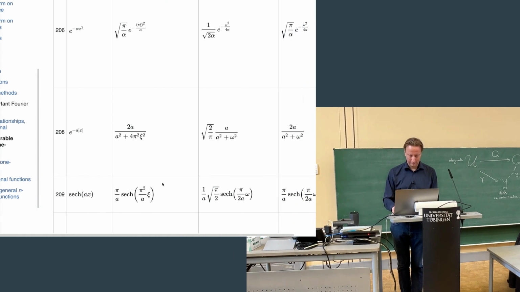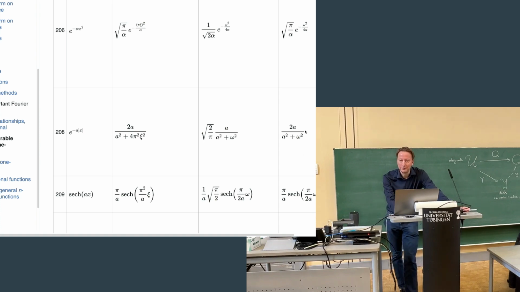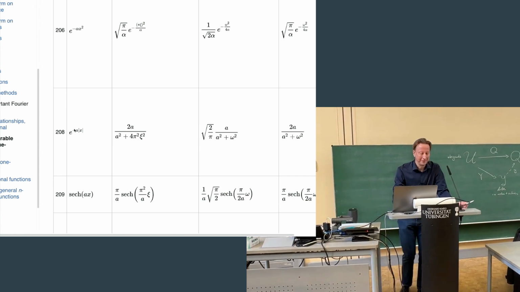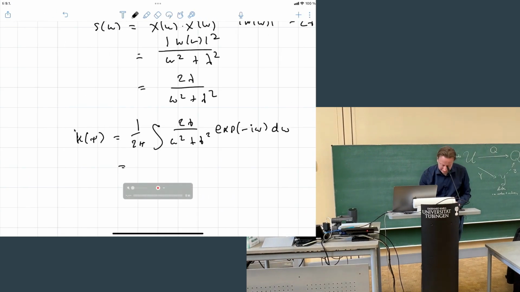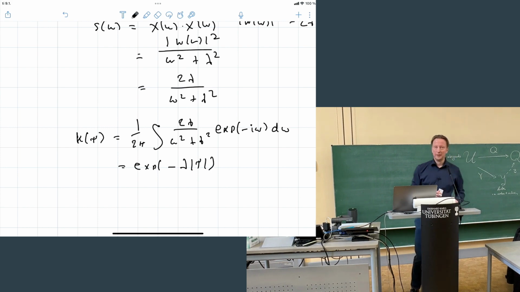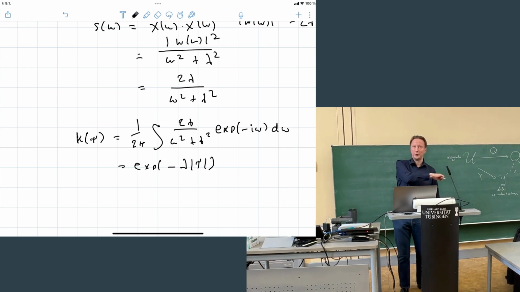But luckily, in some sense, we don't need to know how to compute this, because we can go to the Wikipedia page and see that, okay, this looks a bit familiar, so if the Fourier transform is this one, then the original function should be this one. So I can actually compute my Fourier transform just by taking that result. So this will be e to the power of minus lambda omega. So that is the covariance function of the Ornstein-Uhlenbeck process.